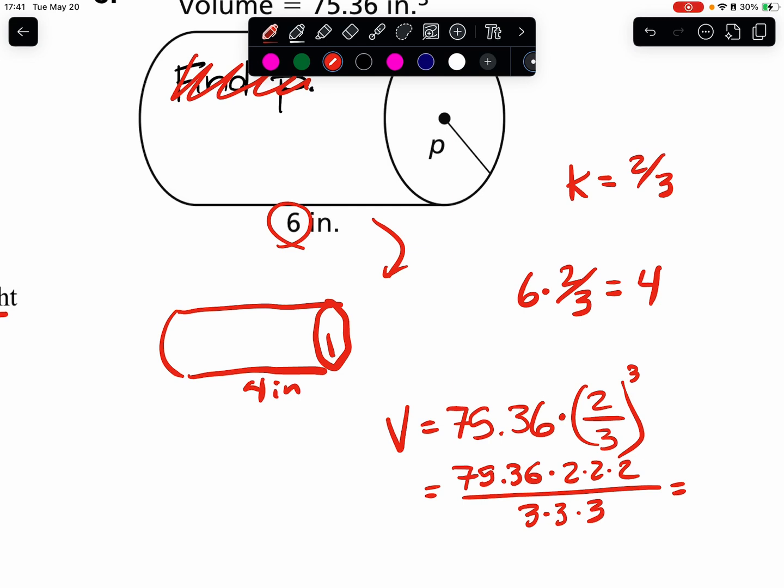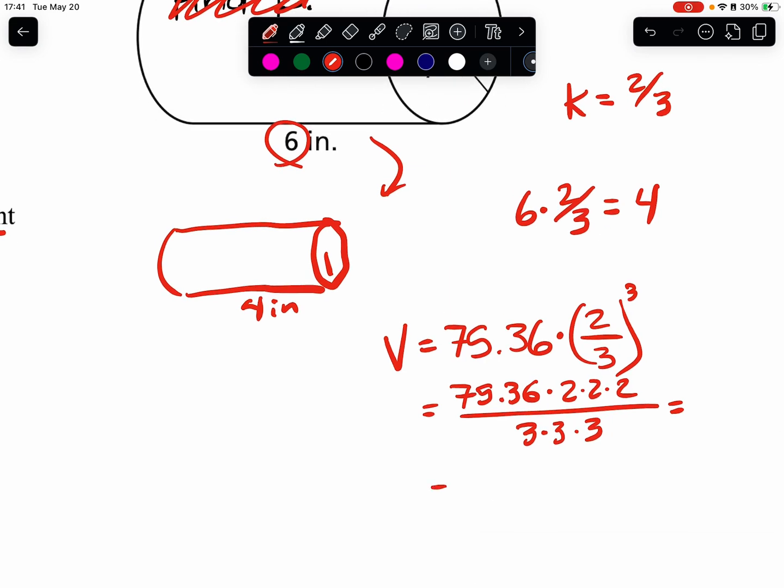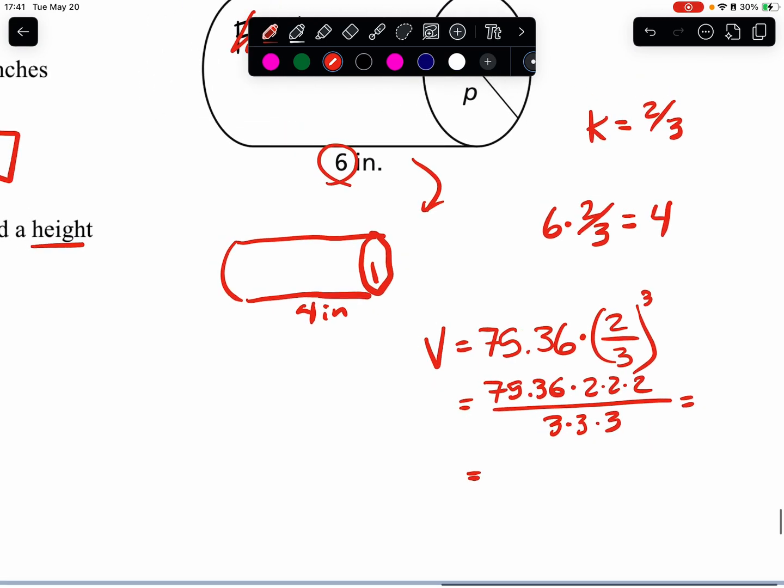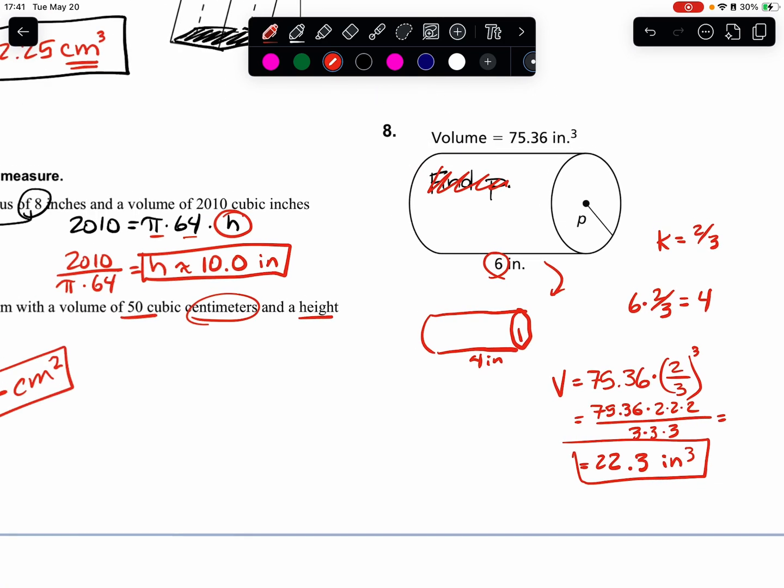All right, so 75.36 divided by 3 times 3 times 3. Okay, I got the new volume to be drastically smaller, 22.3 inches cubed.